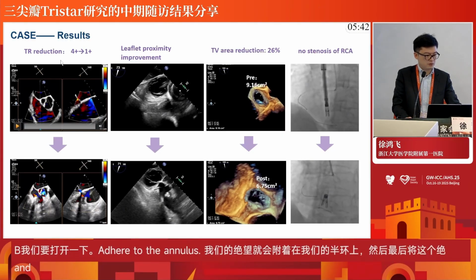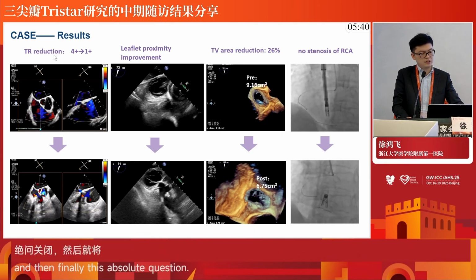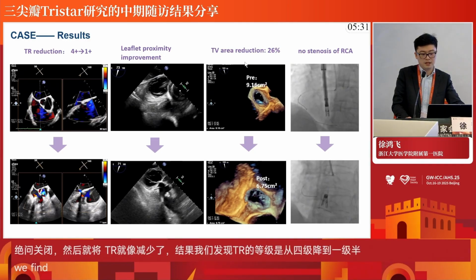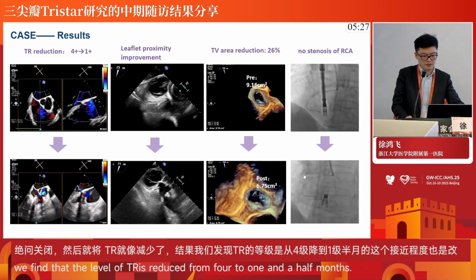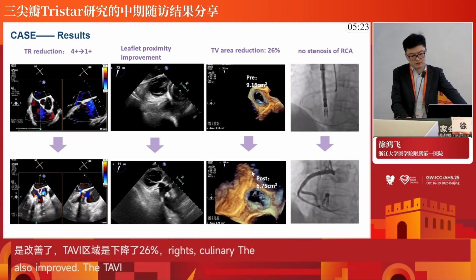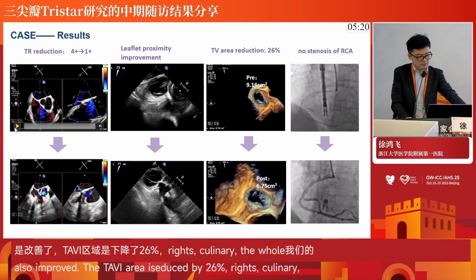The result is good. The TR was decreased from 4 to 1 grade, and the leaflet promised improvement, and the TV area reduced about 26%, and the right coronary artery was also very good, no stenosis.